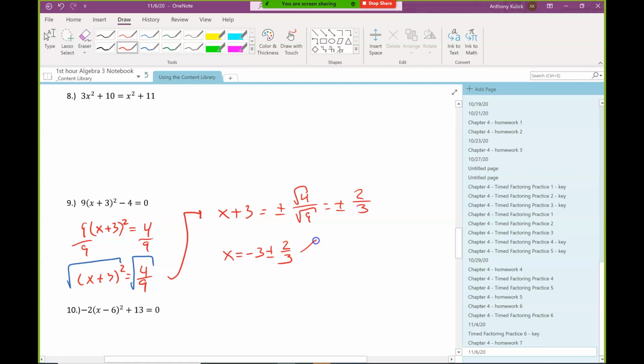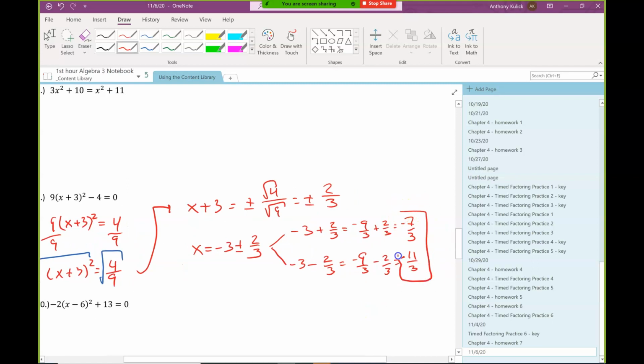Now I can do negative 3 plus 2/3. To add those, we need to make a common denominator of 3. So negative 3 becomes negative 9/3. And when I add those fractions, I get negative 7/3. And since it's a plus or minus, I also have to do negative 3 minus 2/3. We'll make that same common denominator. And negative 9 minus 2 is negative 11. So these are my 2 answers there.